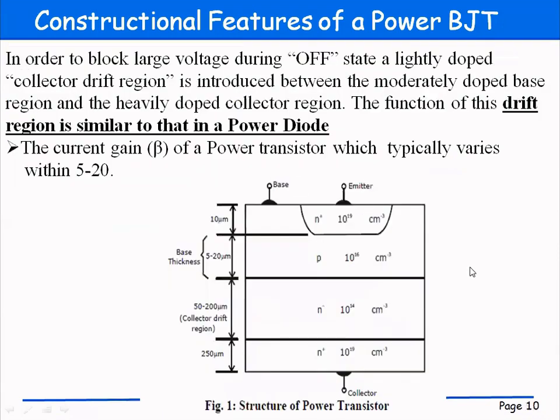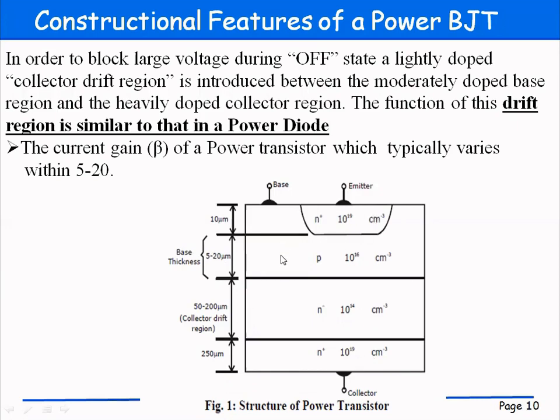The second one is to introduce a drift layer, a drift region, similar to the power diode. As we've seen in the power diode, we add one additional layer, that is the drift layer, which increases the voltage handling capacity. So in the same way, in the power transistor, we also add one drift region, that is the collector drift region. Here we can see three regions. One is the collector, the second one is the base, that is the middle, and the third one is the emitter.